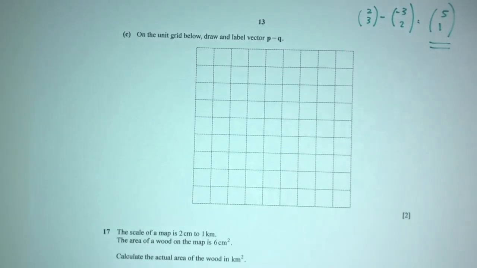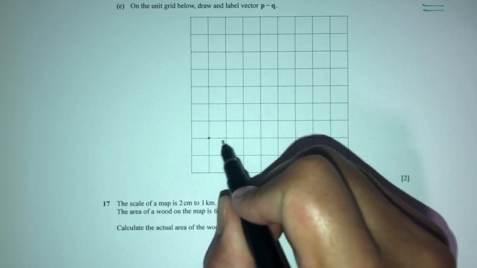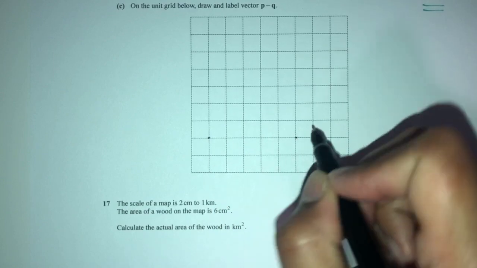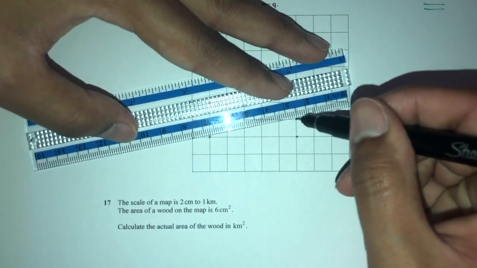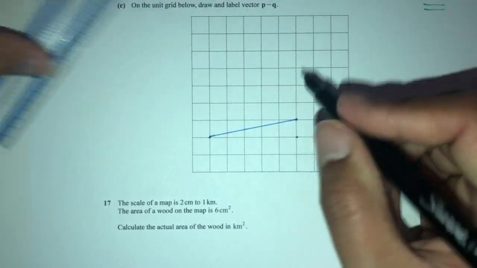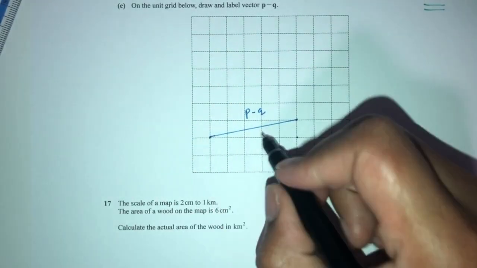So same concept. Let's begin somewhere logical. So that will be, let's say here. 1, 2, 3, 4, 5, and 1 will be somewhere over here. So that should be P minus Q. Okay, so the direction will be this one.